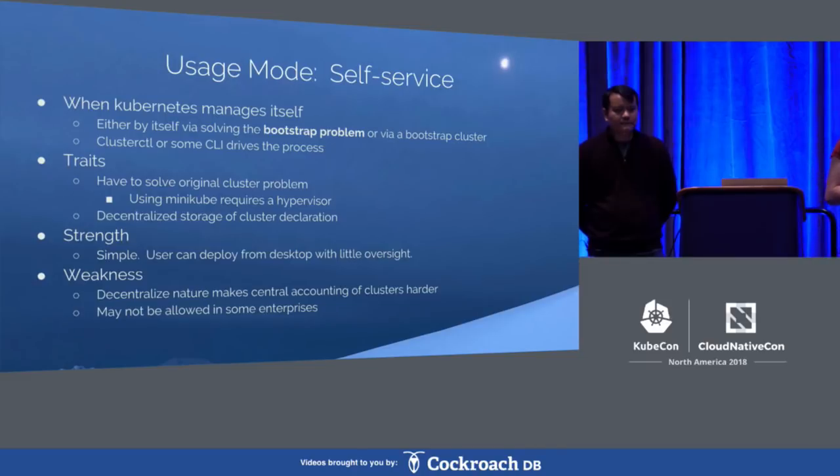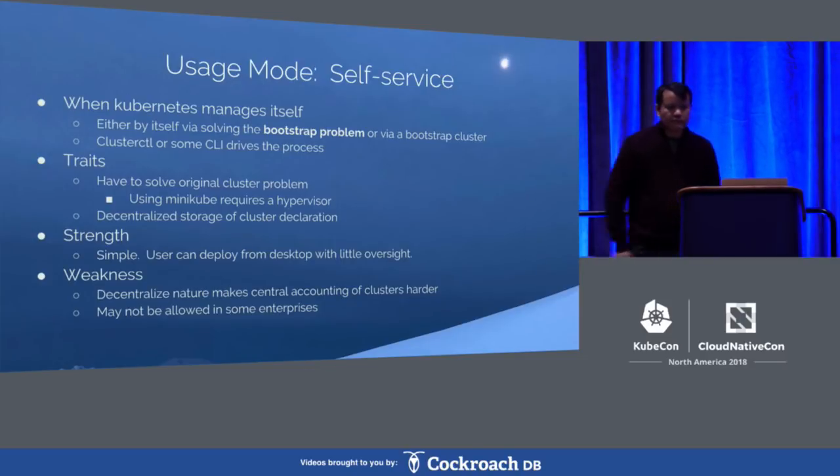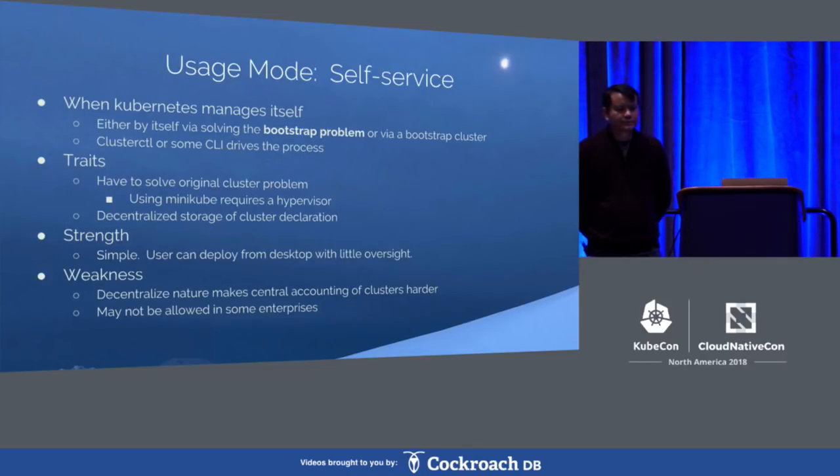Some traits of a self-service cluster that is built using the Cluster API: it has to solve the original cluster problem. At some point, we have to say we need some cluster created somehow, whether that's using a tool like Kubernetes in Docker or Minikube, or maybe a managed service somewhere. We do need an initial cluster to start the process on. In this case, we use Minikube by default. Furthermore, there's centralized storage of the cluster declaration. This is what I talked about earlier, where the actual representation of the cluster itself is stored inside of the cluster. One of the great strengths of this is that it's extremely simple. You can understand it pretty easily. I have some CRDs. They represent a cluster. I have a controller that manages creating and mutating that cluster over time moving forward.